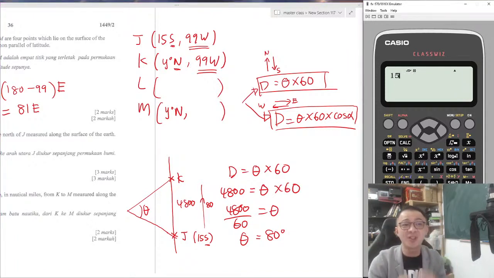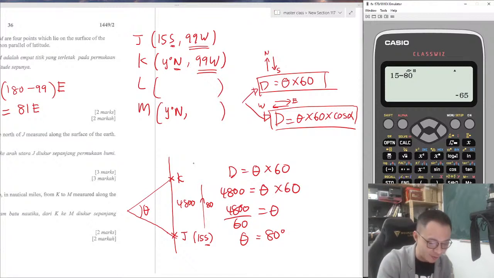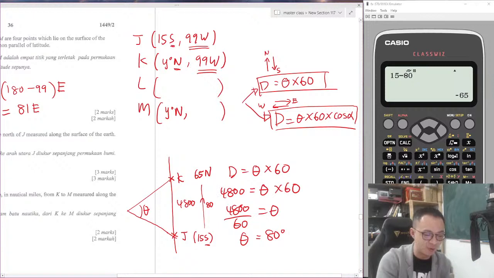15 here, because this is 15 south, right? Right now I want to go north, it's the opposite direction. I minus 80. So if my final answer is negative, then I need to change my south to north. If the final answer remains positive, then it's still south. You get the idea? So if I type enter, I get negative 65. I say final answer is negative means what? I will write 65. The negative means I need to change the sign from south to north. So this one will be 65 north.